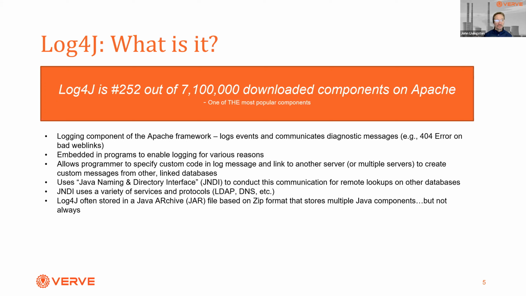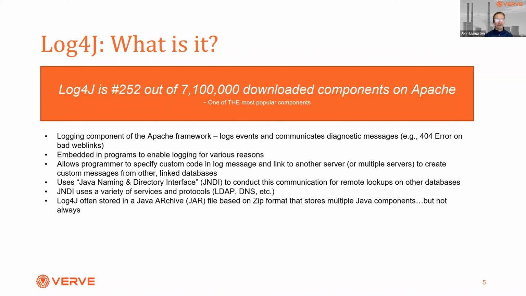It uses a thing called JNDI, or Java Naming and Directory Interface, to conduct this communication. When that log happens, JNDI will allow this communication to go out to that other server and bring back another piece of information so that you, as the user or the analyst, can get more context to what's going on in that log message. And that uses a range of different protocols to do that.